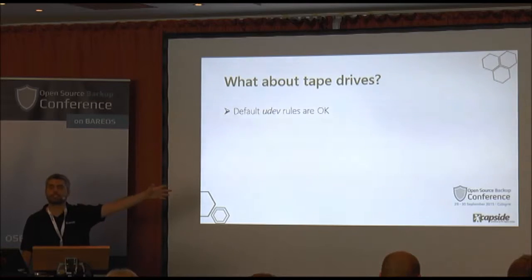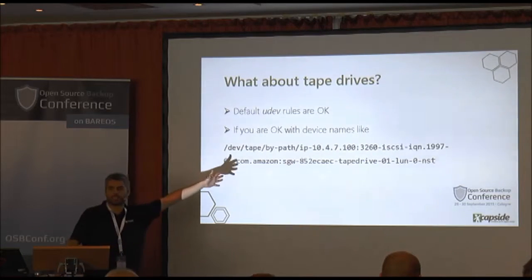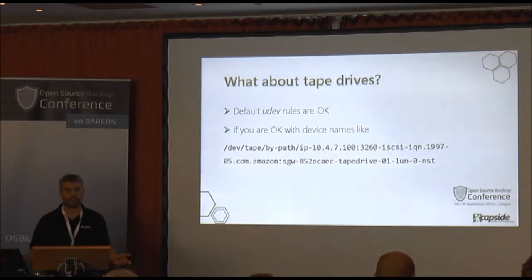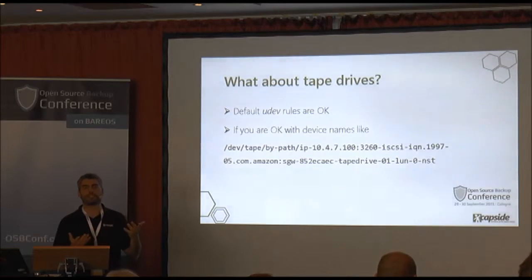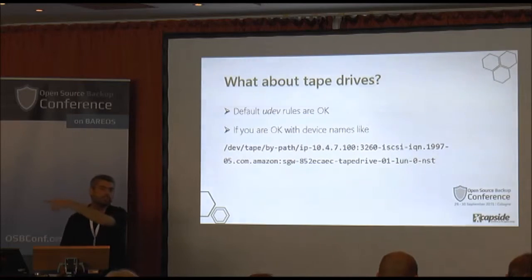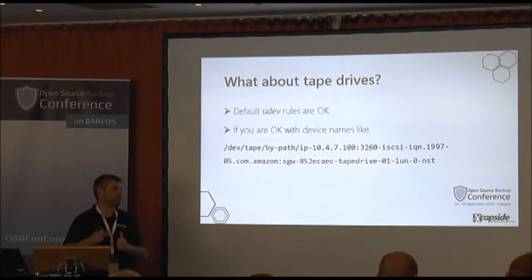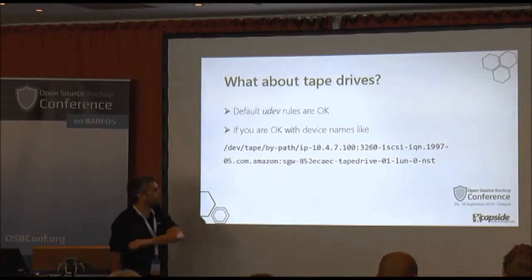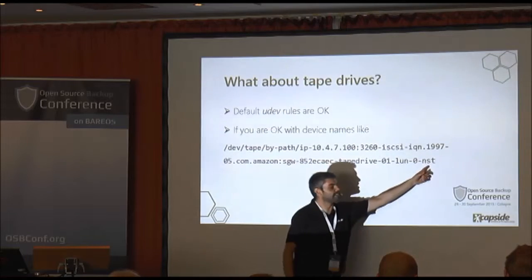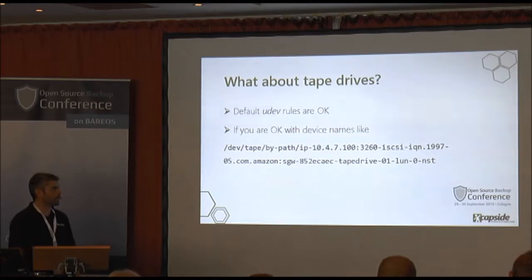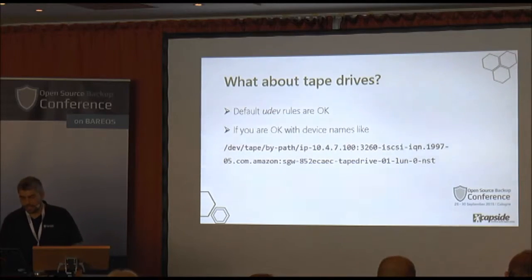For tape drives, the default udev rules are okay. They work properly. They set up the correct links, as long as you're okay with this kind of device names to put in your configuration. You always have the option of using the generic path, /dev/sg1, 2, 3, or whatever. The thing is that you will not know if that is the first tape drive or the second or the third. So of this bunch of stuff, the only thing you use is this nst. That rings a bell, right? It exposes both versions, the non-rewinding and the rewinding. In this case, it's a virtual tape, so non-rewinding. That's okay.